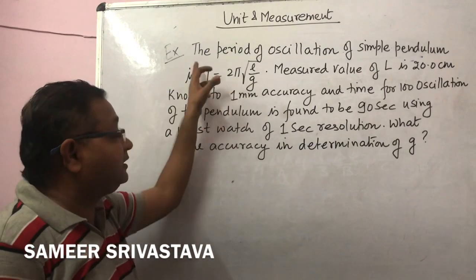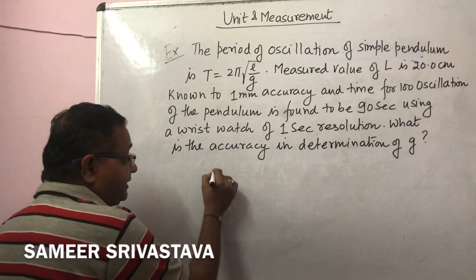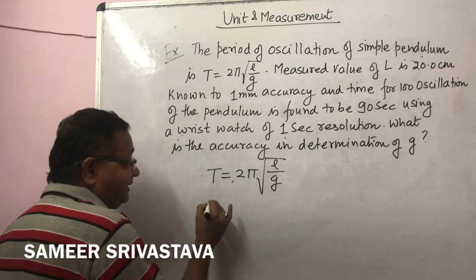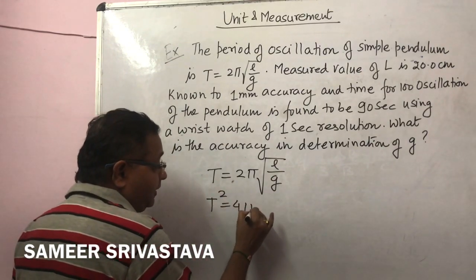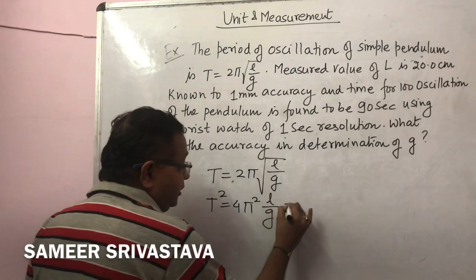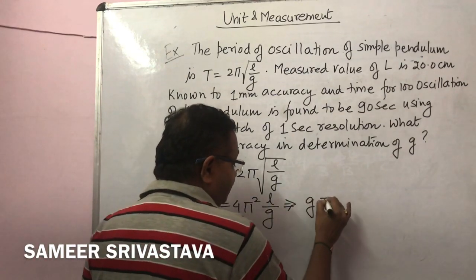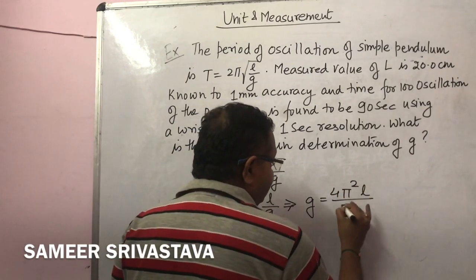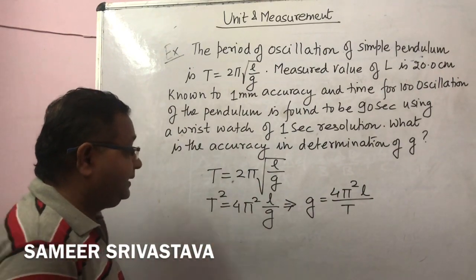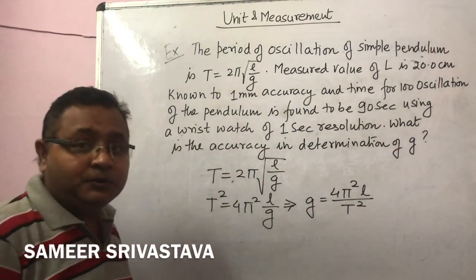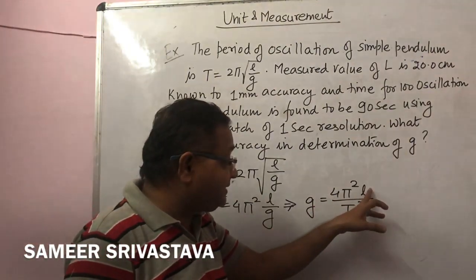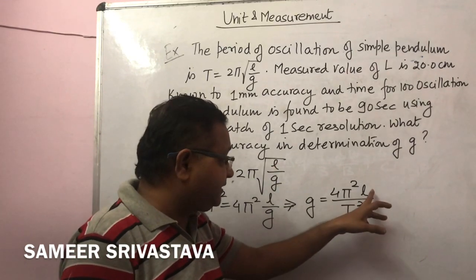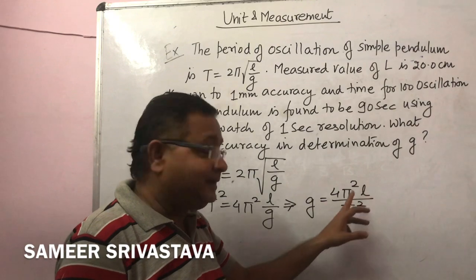So first of all, we convert this formula in terms of G. Here the formula is given T is equal to 2 pi under root L upon G. We can write this formula as T square is equal to 4 pi square L upon G, or we can write G is equal to 4 pi square L upon T square. Okay. Now, here the measured quantities are L and T. 4 pi square is a numerical value, so we have not considered this. We have considered the measured values of the physical quantities, that are length and time.